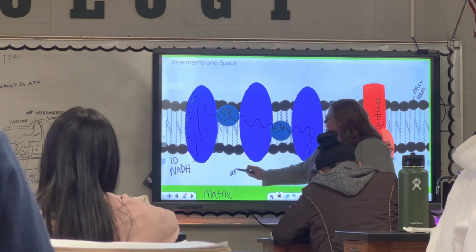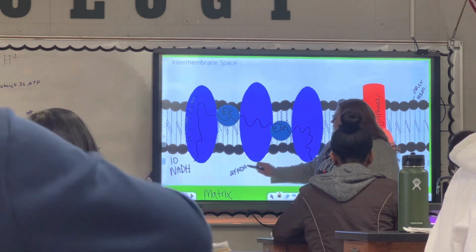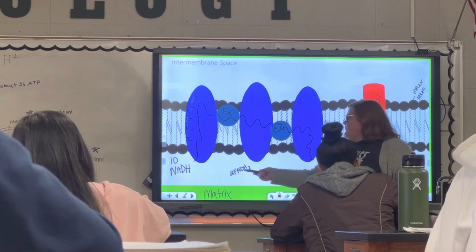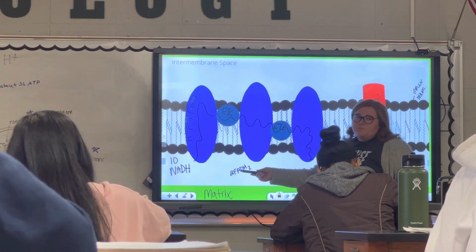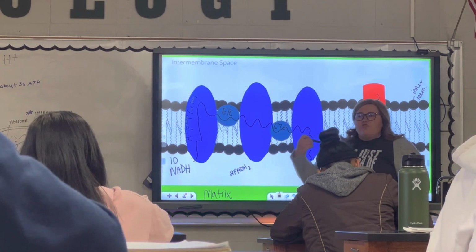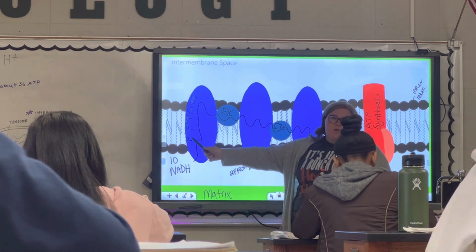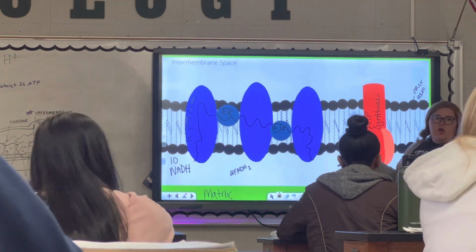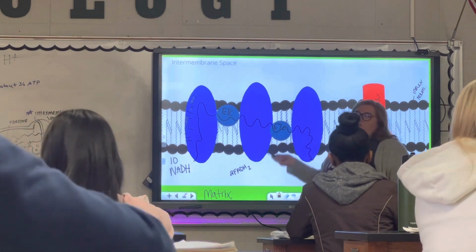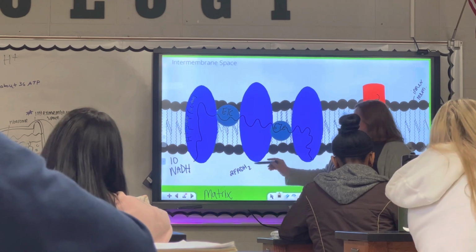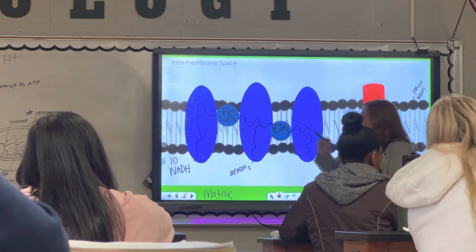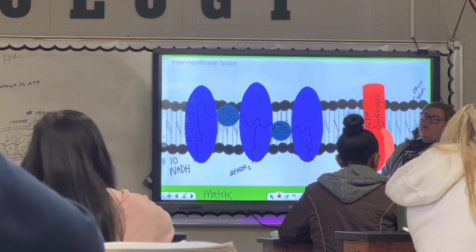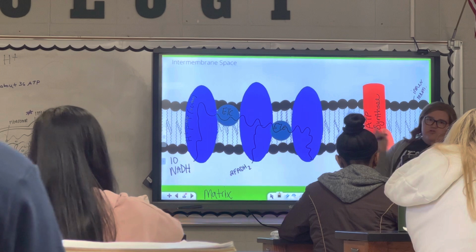Our 2 FADH2 is carrying what? Low energy. If they dropped off at the beginning and they're low energy already, would they have enough to make it to the end? No. So they get dropped off further down the line. They're going to enter the ETC at the second pump, so they only have enough energy to power 2. High energy has enough to power 3.